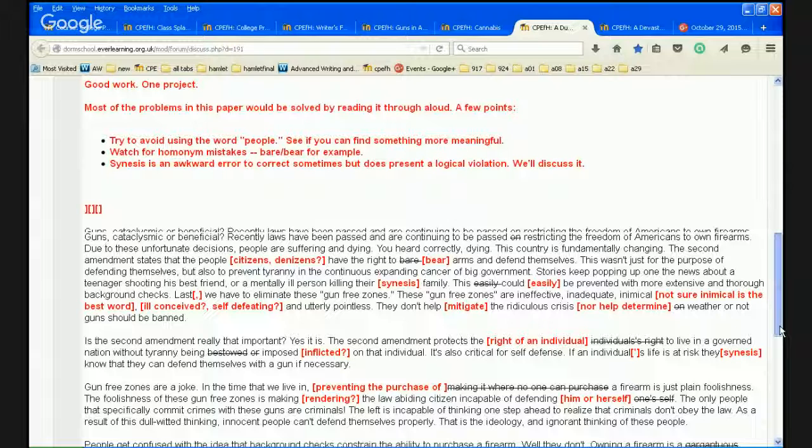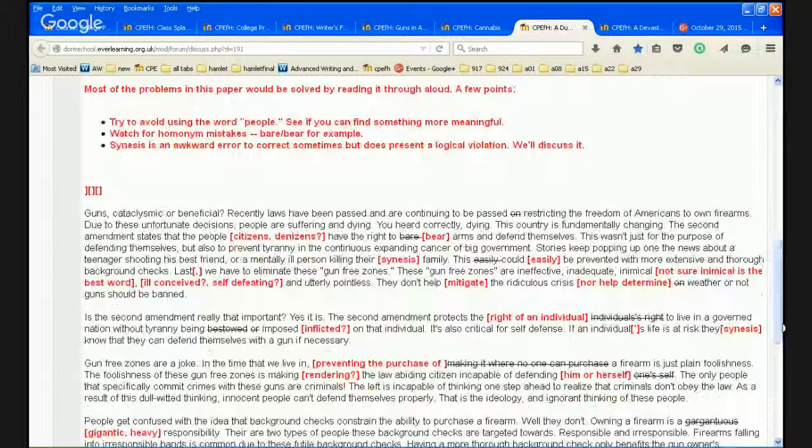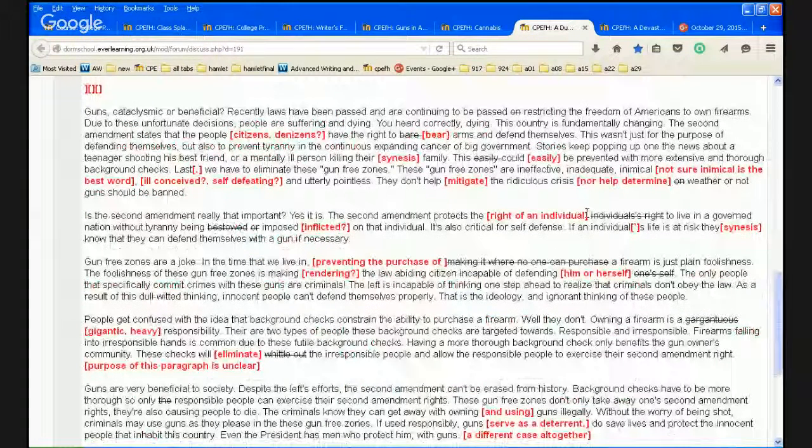Is the Second Amendment really that important? Yes, it is. The Second Amendment protects the right of an individual. "Individual's right" is perfectly good. It's just a little awkward to say. The right of an individual to live in a governed nation without tyranny being bestowed or imposed upon that individual.